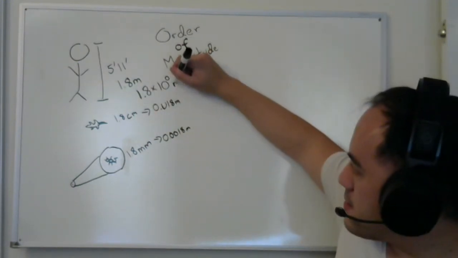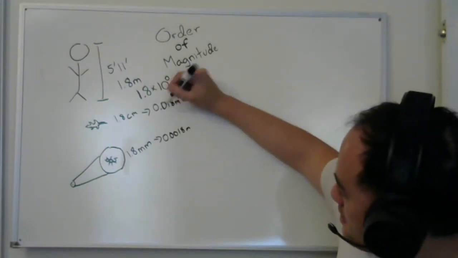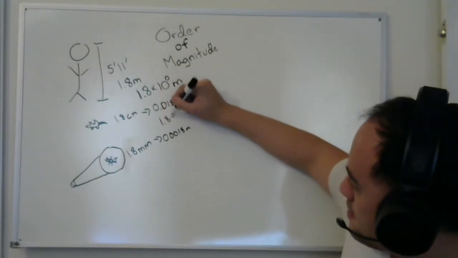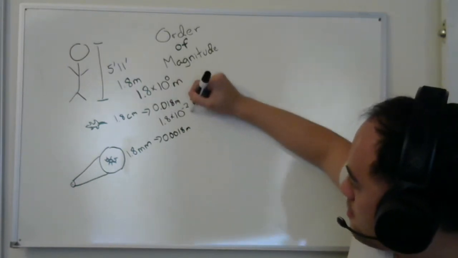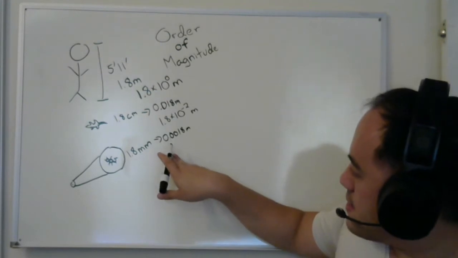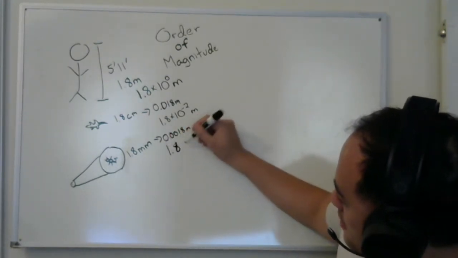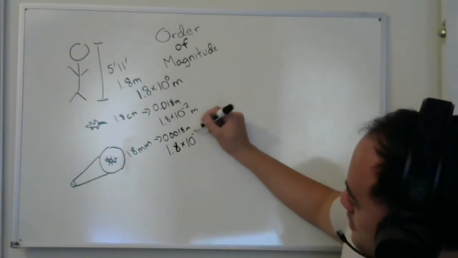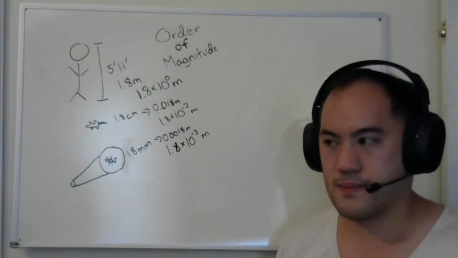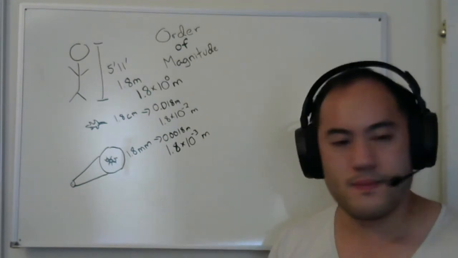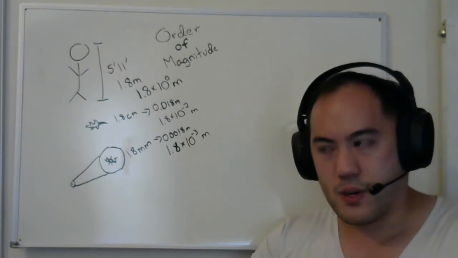So 1.8 meters is 1.8 times 10 to the 0th power meters. This is 1.8 times 10 to the negative 2 meters. And this is 1.8 times 10 to the negative 3 meters. When I say order of magnitude, it has the word magnitude. If you don't know, that means size. We'll come back to that later. It's not super important right now.